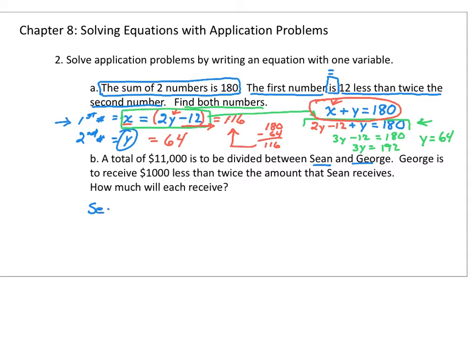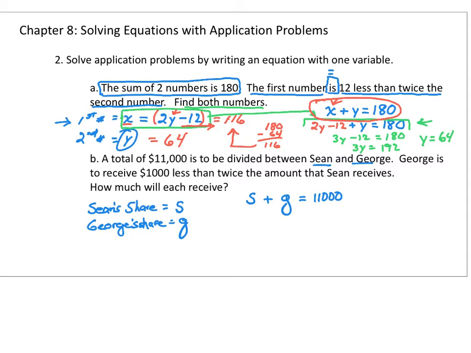Okay, so Sean's share, S. You can use X if you want to. And George's share of the $11,000, G. Okay, so we know that the amount that Sean gets plus the amount that George gets is going to be $11,000.